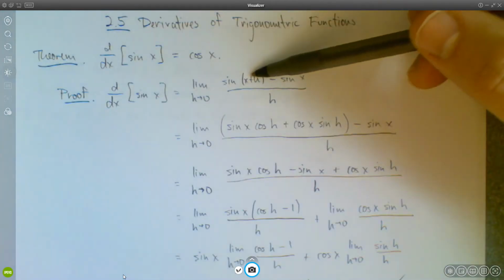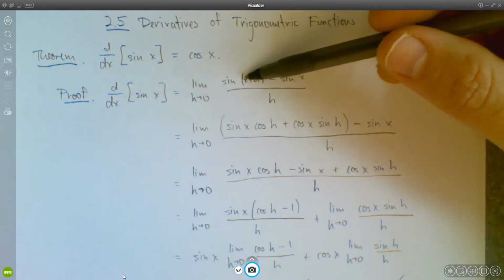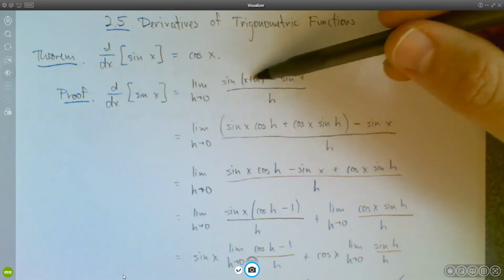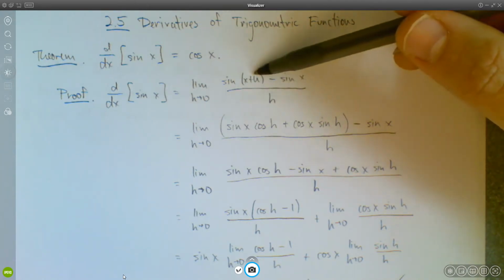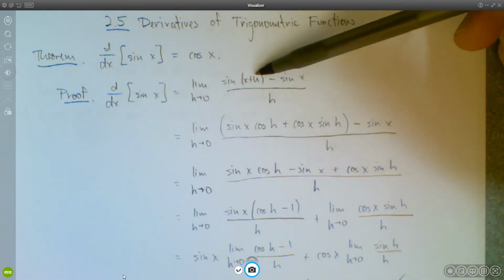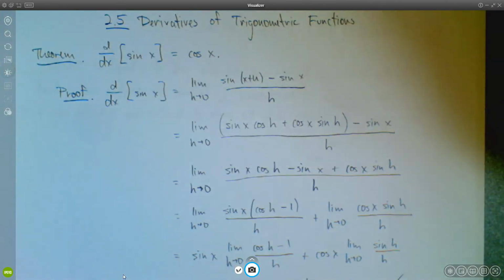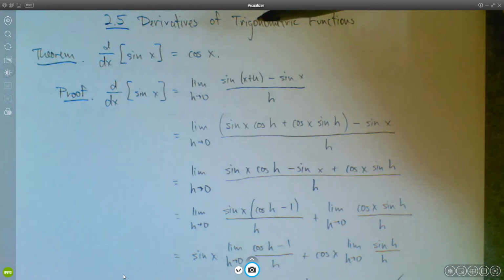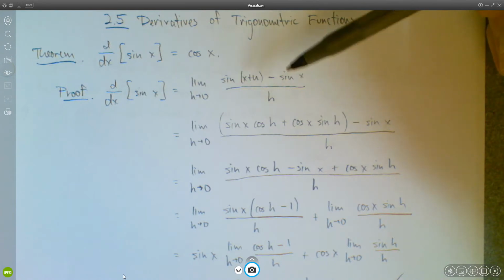Now, sine of x plus h, we have a sum formula that allows us to take arguments that are sums and rewrite them as products this way. So sine of x plus h is the same thing as sine x cosine h plus cosine x sine h. And I'm not going to prove that formula to you. That's what a trig class is for, right? If you're confused about that, you should take a trigonometry class, and your trigonometry instructor will explain it to you. But if you're in calculus, I trust that you've all had trig already.